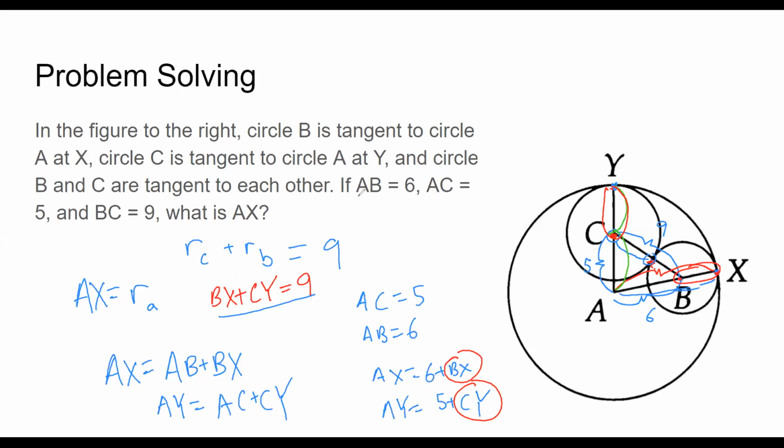Okay, so what are we looking for? We're looking for AX. Well, let's look at what we have here. We have AX and AY, and these are both radii of the larger circle, which is circle A. So they're the same. So AX is equal to AY. And we're just looking for AX, which is the same as AY. So we can do something interesting right here. We can add these two equations here. We're running out of space, but AX plus AY, since AX is the same as AY, we can just call this 2AX is equal to 11 plus BX plus CY.